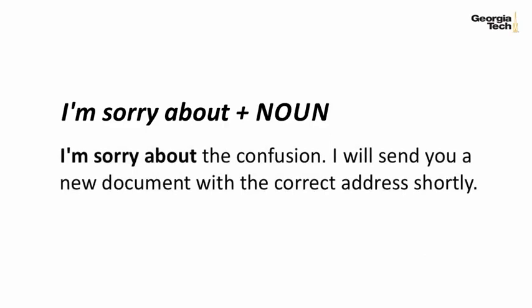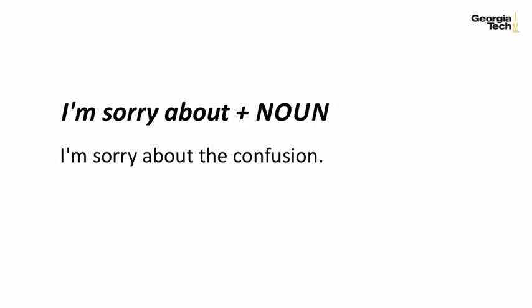I am sorry about the confusion. I will send you a new document with the correct address shortly. In this example, the author gave the incorrect address to the recipient and is apologizing for it. Because this problem can be easily fixed, it wasn't necessary to describe the mistake in detail and keep the apology brief. You can always use words such as inconvenience or delay in place of confusion.